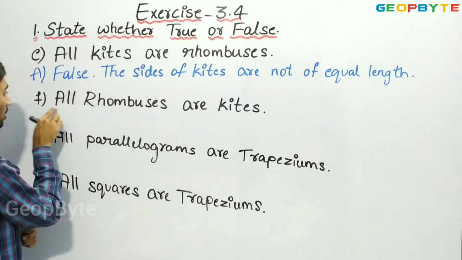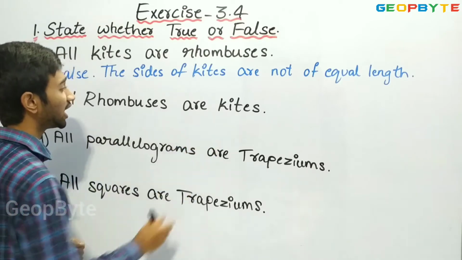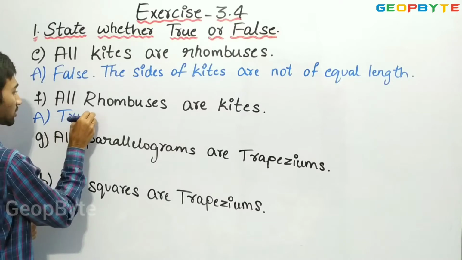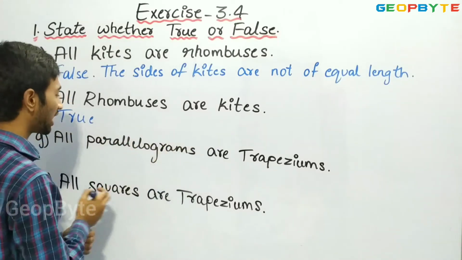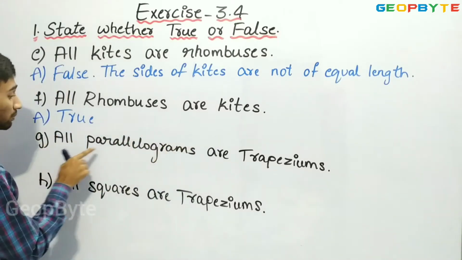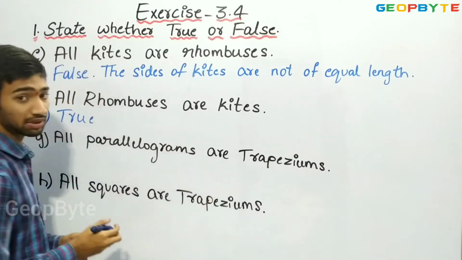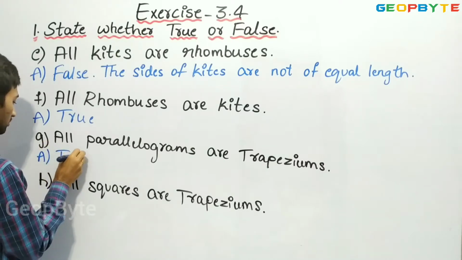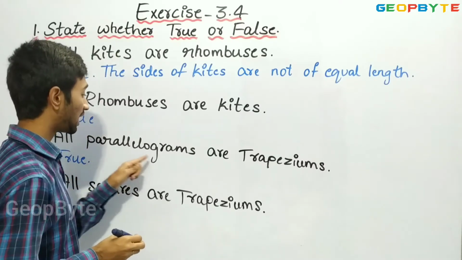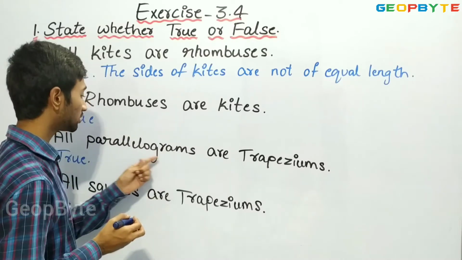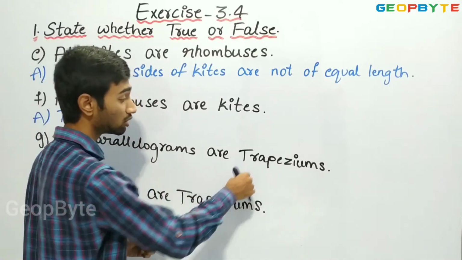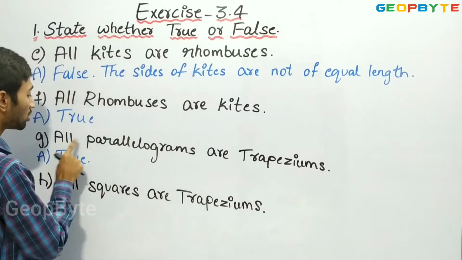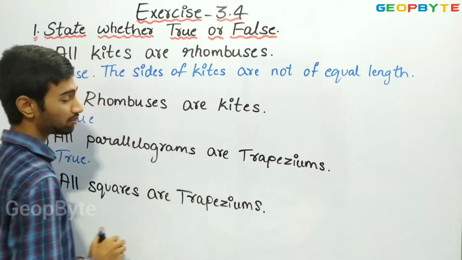Next, F. All rhombuses are kites. Yes, true. Next, G. All parallelograms are trapezium. True. We know that in parallelogram we have opposite sides parallel. In trapezium also we have one pair of parallel sides. So all parallelograms are trapezium.